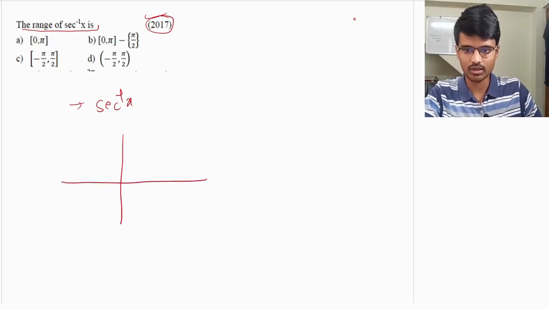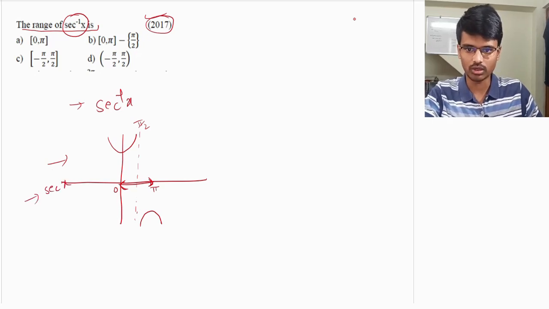So how is the sec graph? It is like this, right? And this is our principal value for our inverse trigonometric function. As you can see, it is between 0 to pi, and at pi by 2 it is not defined. This is the graph of sec x, and using sec x I am telling you for sec inverse of x. It is from 0 to pi, and pi by 2 is not there. This we have to remove. So the correct answer is option B.